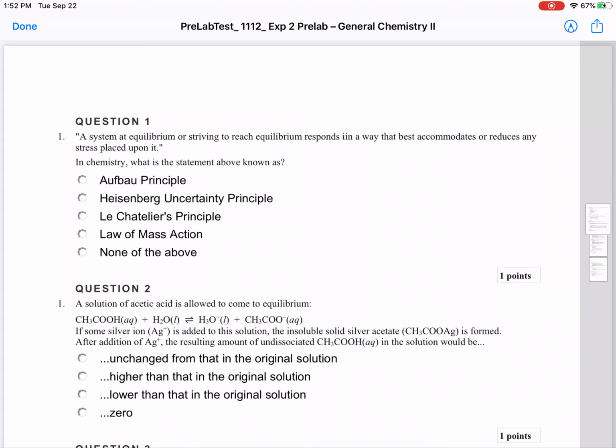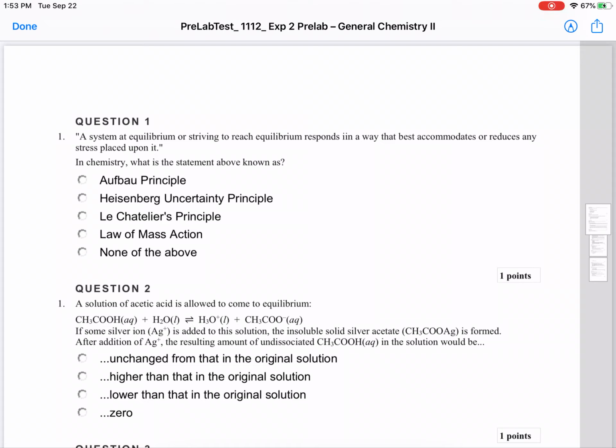This is the Auerbach principle. Remember the Auerbach principle we learned in General Chemistry 1, which is how the electrons are filled up in the orbitals based on the energy levels. Basically, the Auerbach principle says the lower energy orbitals fill first, and then as the energy increases, the electrons are filled in that order. So it's not the Auerbach principle.